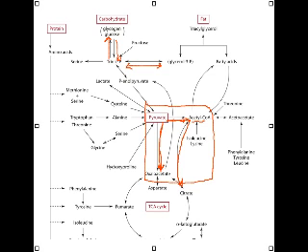Because that is a one-way reaction, once that happens, we're really committed either to storing fat, so making fat, or to going into the TCA cycle for energy production. And remember the TCA cycle, following that, we will often go into the electron transport chain, which then produces even more ATP.